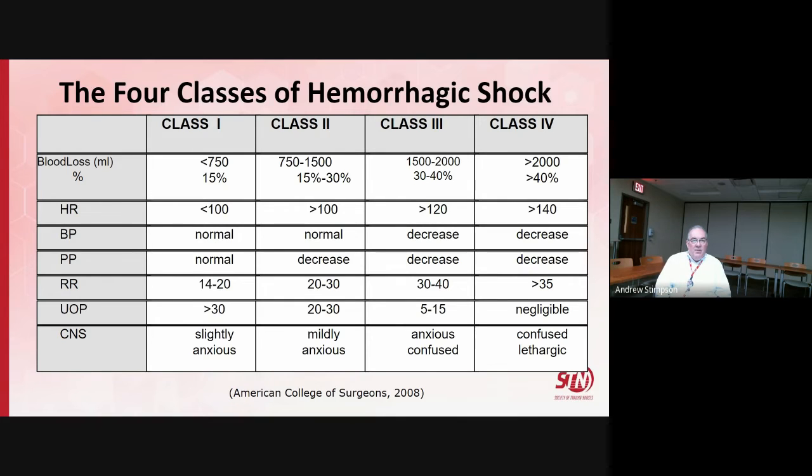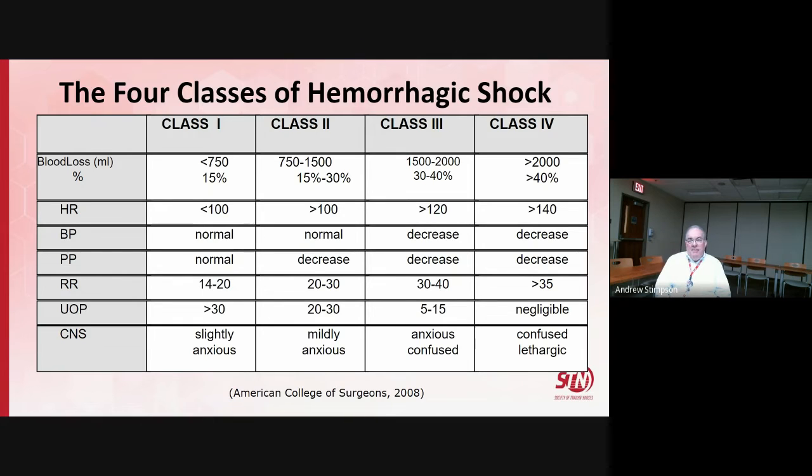So just remember as you go along with this, think Class 1 shock, that means you go to the blood bank and you donate a unit of blood. Heart rate never goes up. Your blood pressure stays absolutely normal. Your pulse pressure stays normal. Your respiratory rate doesn't change. Your urine output's fine. And either you're normal or could be slightly anxious.